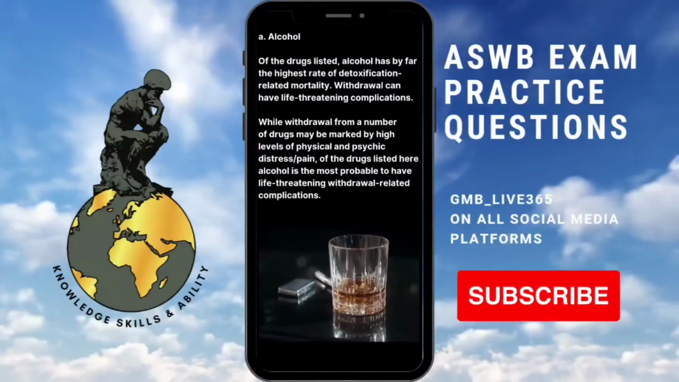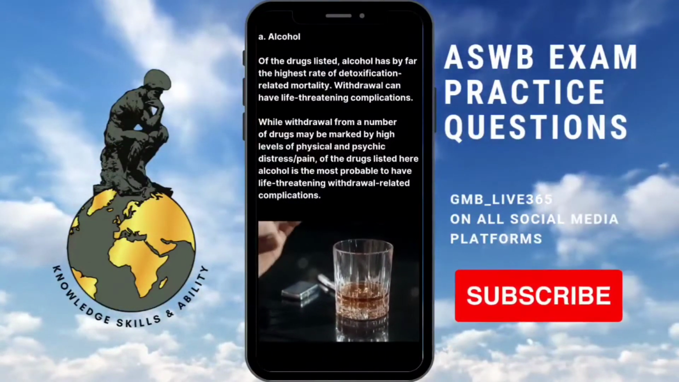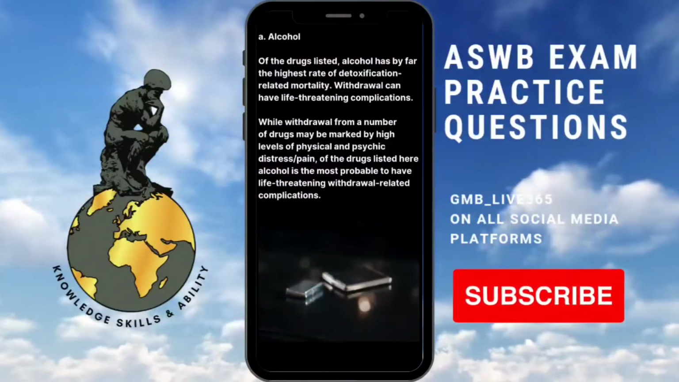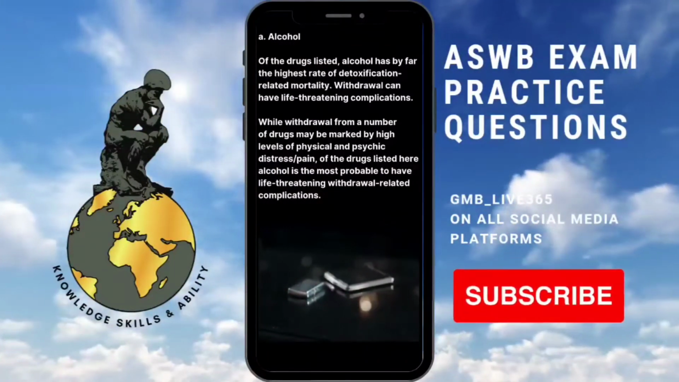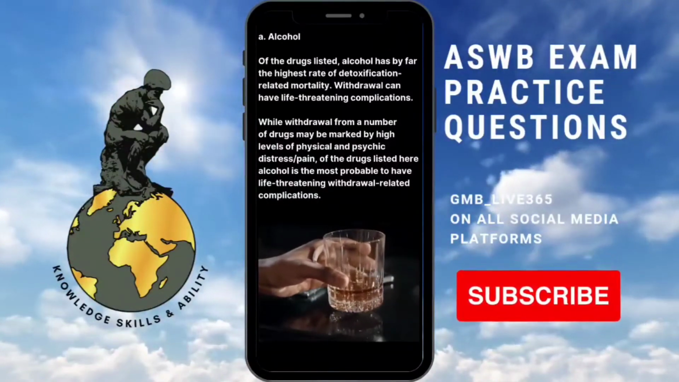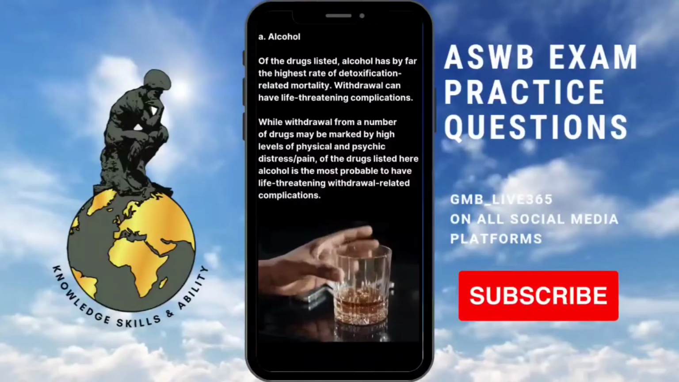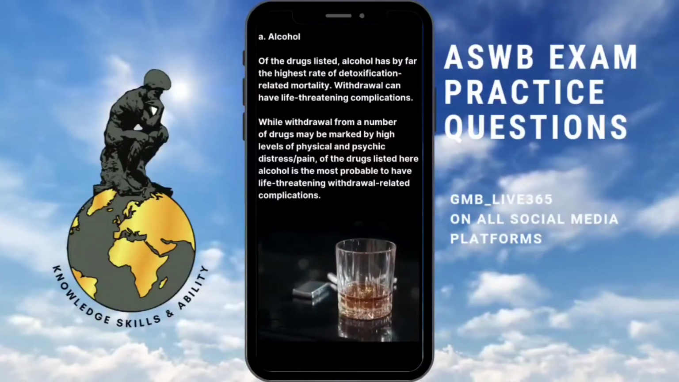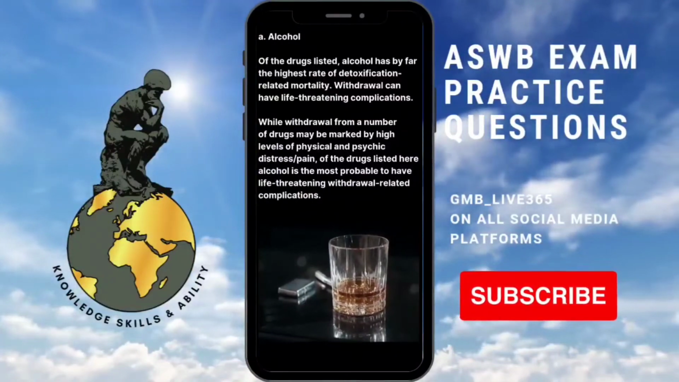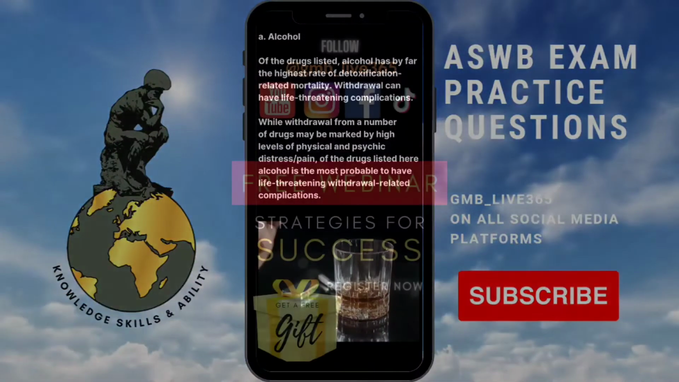A. Alcohol. Of the drugs listed, alcohol has by far the highest rate of detoxification-related mortality. Withdrawal can have life-threatening complications. While withdrawal from a number of drugs may be marked by high levels of physical and psychic distress and pain, of the drugs listed here, alcohol is the most probable to have life-threatening withdrawal-related complications.